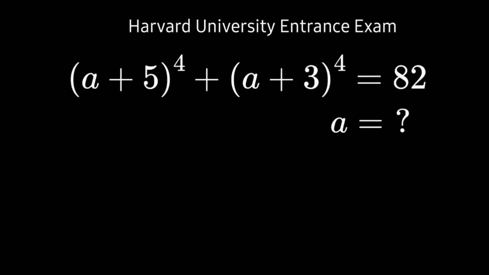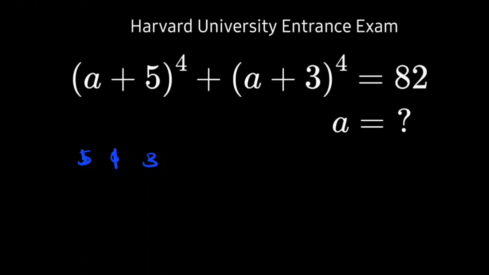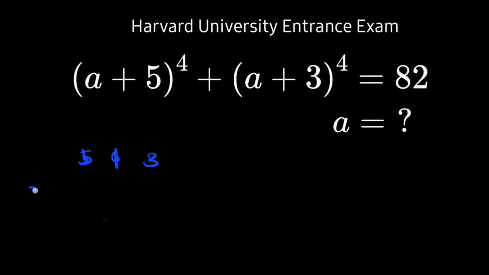The first thing to do here is to look for a mid number, that is a number between 5 and 3. Which number is between 5 and 3? We have 4. So we are going to take 4 and use it. 4 is the midpoint between 5 and 3. So let's say x equals a + 4.